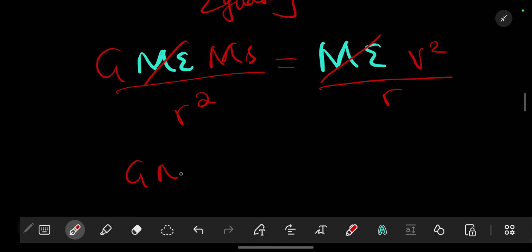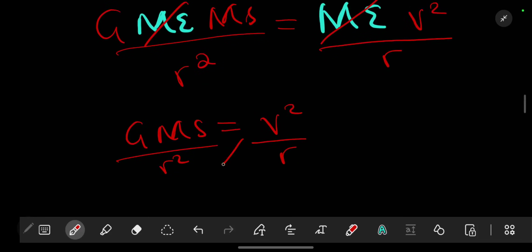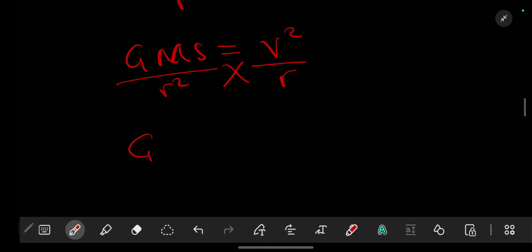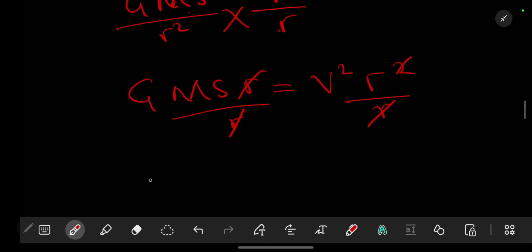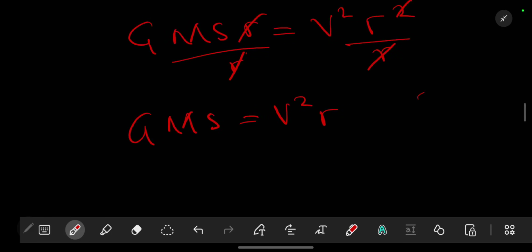So we have G ms over r squared should be equal to v squared over r. From here we are going to cross multiply, so it will be G ms times r should be equal to v squared times r squared. We divide by r on both sides, this and this goes. So we are going to have G ms should be equal to v squared r. Now we're going to reach the T. Remember, we want T squared to be directly proportional to r cubed.